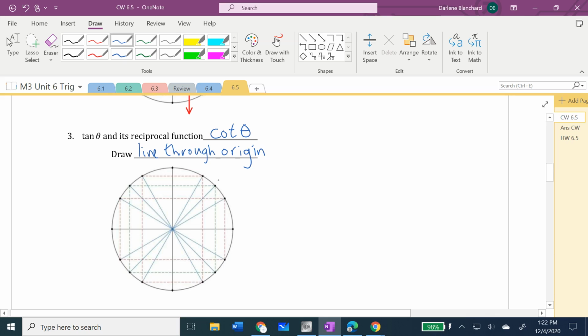I'm actually going to start with this one right here. Tangent is sine over cosine. When you are at a 45-degree angle, sine and cosine are the same exact answer, right? When you are at 45 degrees, your tangent is actually equal to 1.